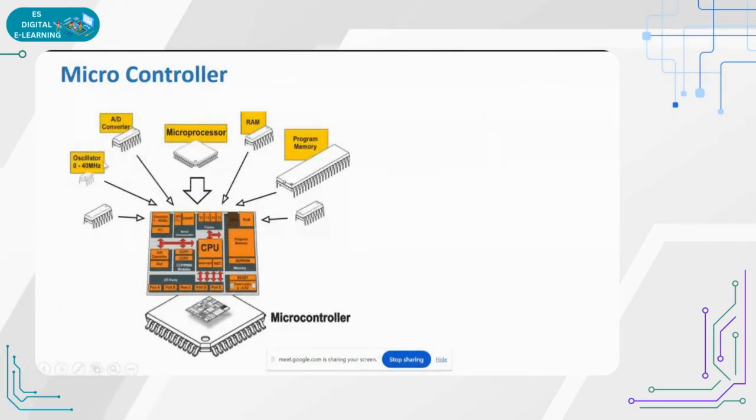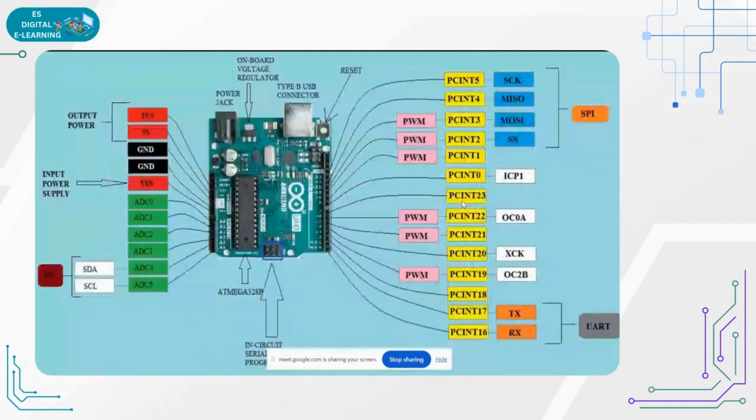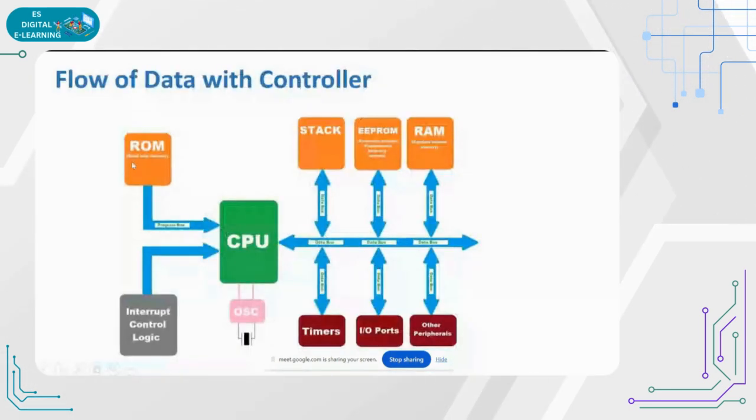So in a microcontroller, usually we have the CPU, RAM, ROM, IO ports, timers, serial ports, and interrupts. Let's go in detail on how it is configured internally. It is configured with the CPU, interrupt control logic, RAM, ROM, timers, IOs, and other peripheral devices. How are these communicating internally? It has some wires, and those wires we call a bus. With the help of the buses, we are able to do the communication.